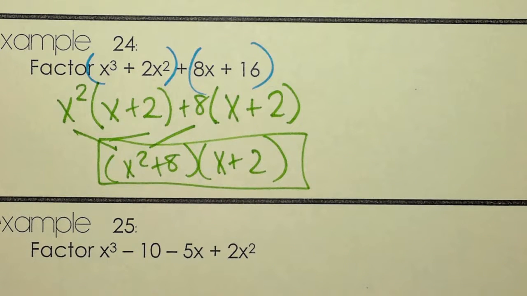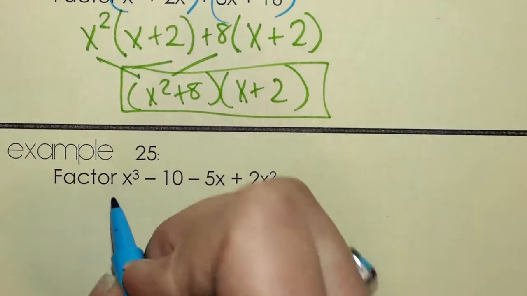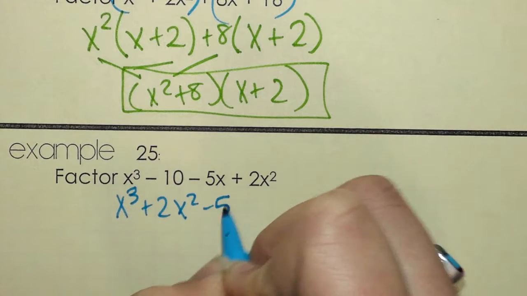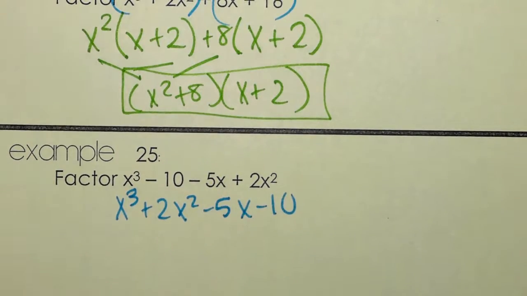Alright, number 25. I would rewrite it in the order of x cubed plus 2x squared minus 5x minus 10. Work that out, then start on your maze. If you finish your maze, you don't have homework.